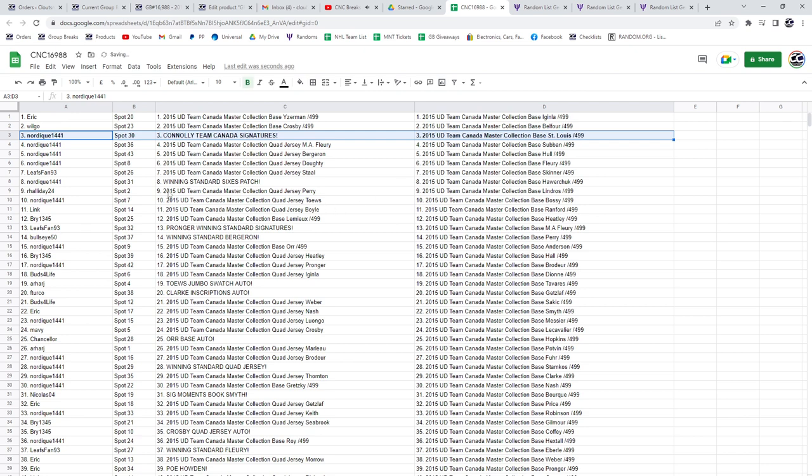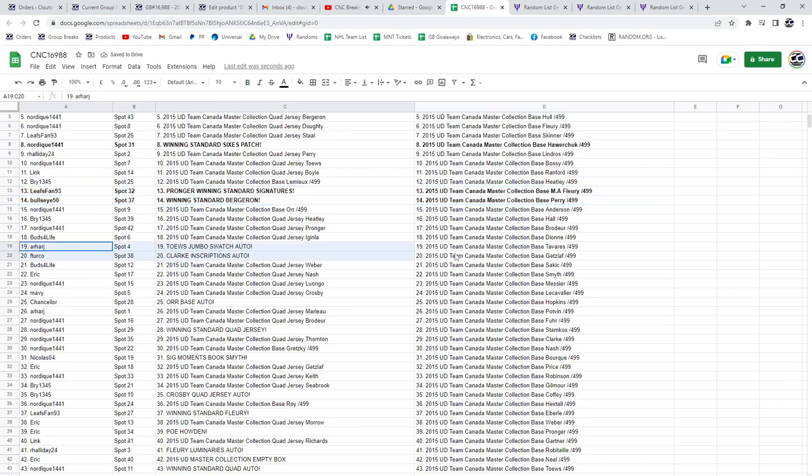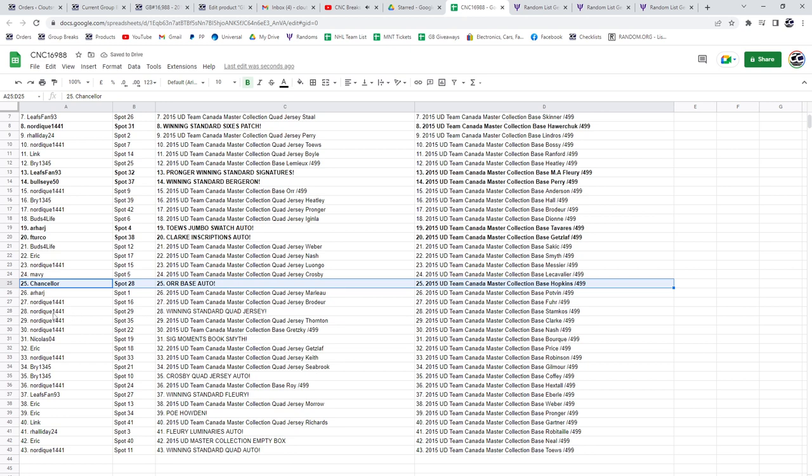Team Canada signatures goes to Nordique, along with the winning standard sixes patch. The Pronger winning standard signatures goes to Leafs fan, with the winning standard of Bergeron going to Bullseye. Arhar has the Taze jumbo swatch auto, and the Clark inscriptions auto goes to F. Turco. The base auto of Bobby Orr is going to Chancellor. Nordique has the winning standard quad jersey.